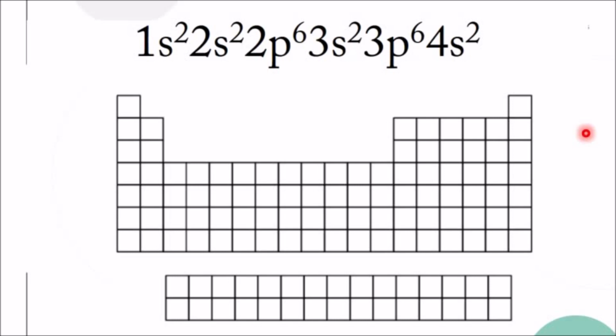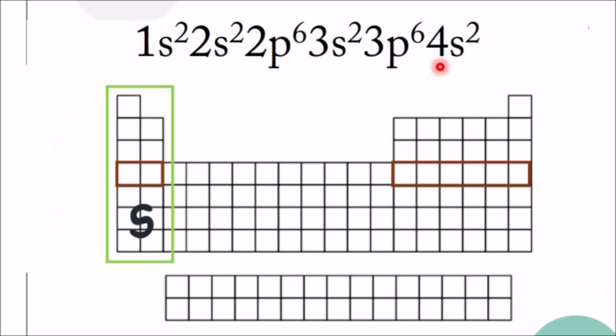So the first thing you need to do is to pinpoint the last orbital in this electron configuration. In this case, the last orbital is 4s2. Now we know that the element is located at the s block. And where is the s block located? That's right. The s block is on this part of the periodic table. Next is we need to look at the coefficient of the last orbital. In this case, the coefficient is number 4. So this means that the element can be found on period number 4.